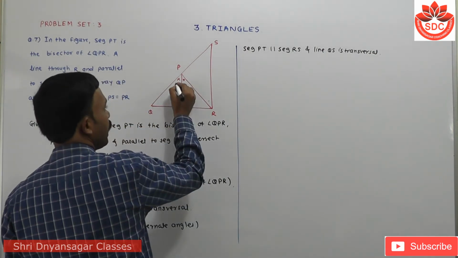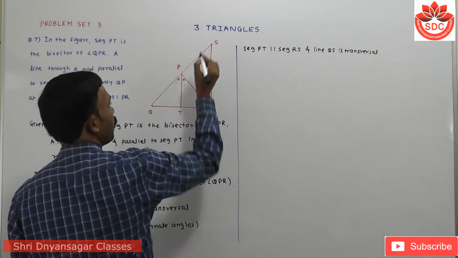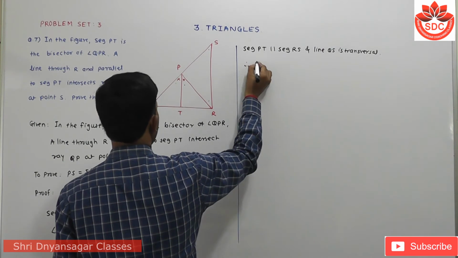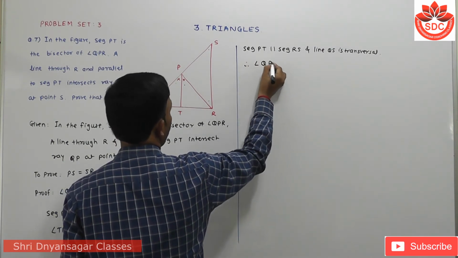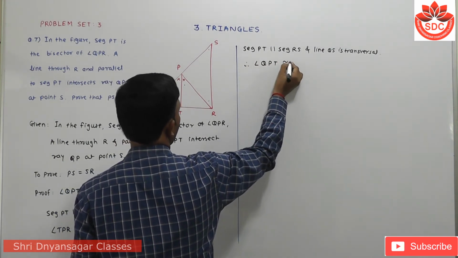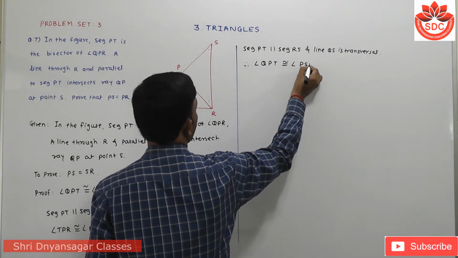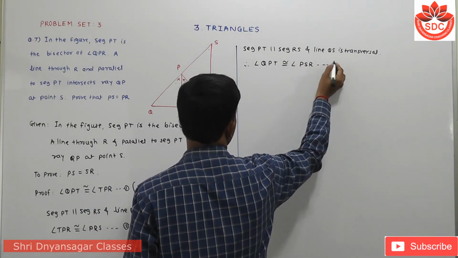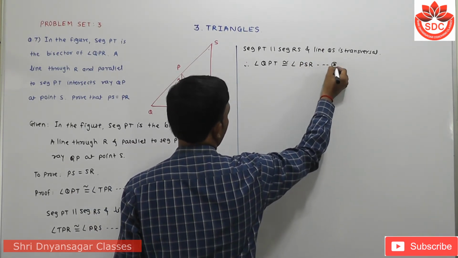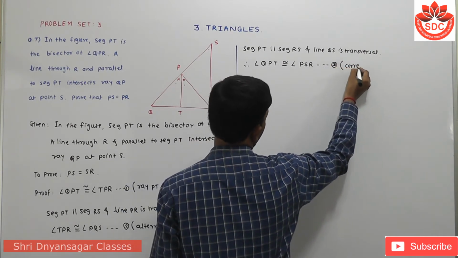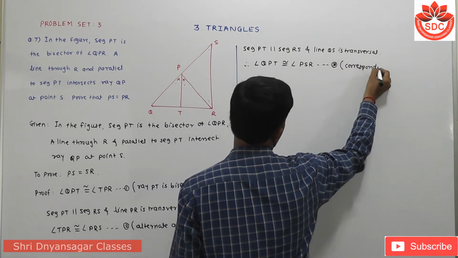Then student, this angle and this angle is also congruent. Therefore, angle QPT is congruent with angle PSR. Suppose equation number 3rd. The reason is that which type of these angles? Corresponding angles.